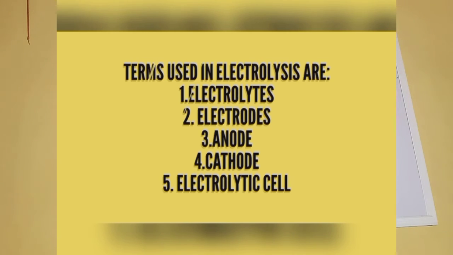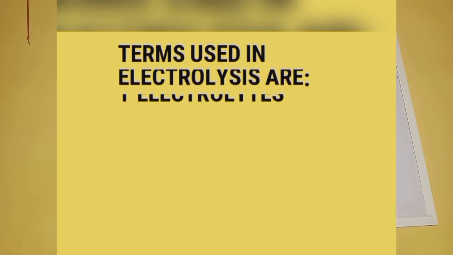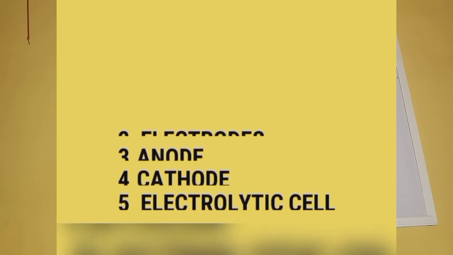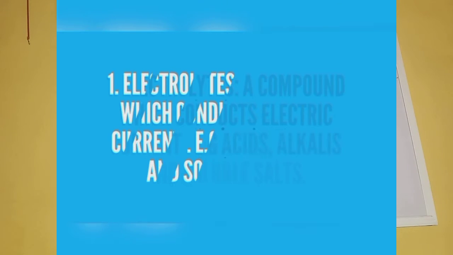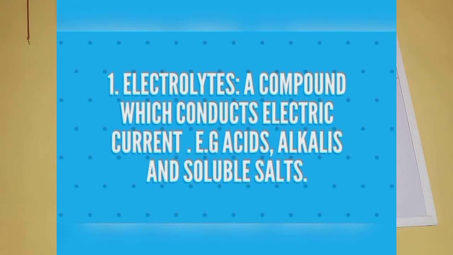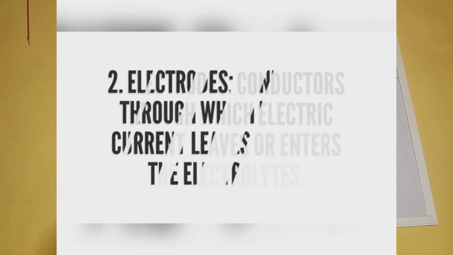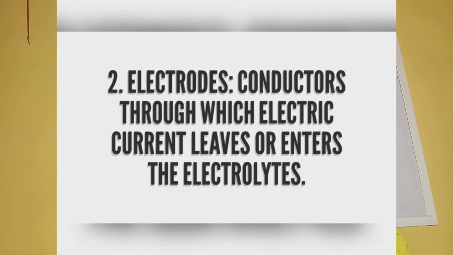We have the electrolyte. The electrolytes are the conductors. They conduct electricity in and out of electrolysis. They are majorly called conductors. We also have the electrodes. The electrodes are of two types. They allow the passage of electric current in and out of the electrolyte.